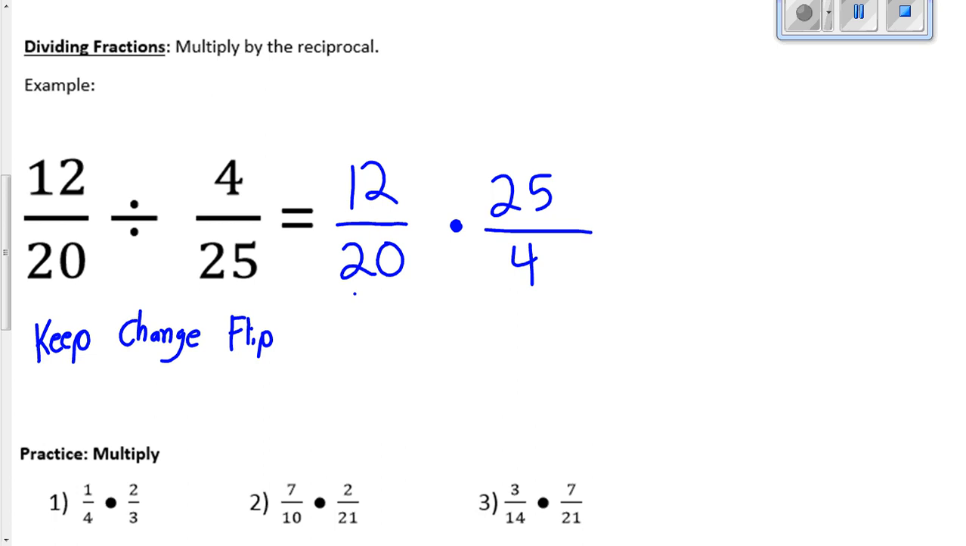Now we go back to our multiplication rules. The first step is to reduce before we multiply. So let's look at this. I see 4 and 12. 4 goes into 12 evenly, so I'm going to divide by 4 here. I'm going to divide by 4 here. Right? So now over here, I'm going to have 12 divided by 4. That is 3. And then on the other side, 4 divided by 4 is 1. All right?